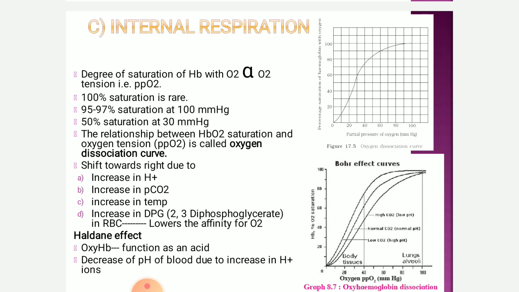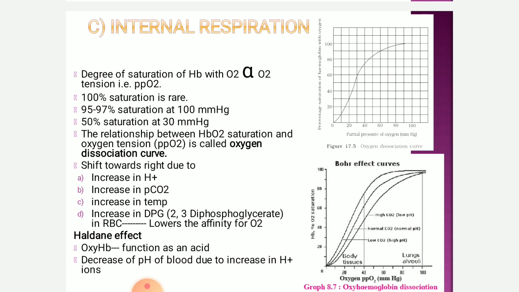PPO2 stands for partial pressure of oxygen. Now, 100% saturation is very rare. That means all the hemoglobin does not combine with all the oxygen molecules. Maximum we can see 95 to 97% saturation, and that can be seen at 100 mm of mercury column. That is the partial pressure. And 50% saturation can be seen at 30 mm of mercury column.